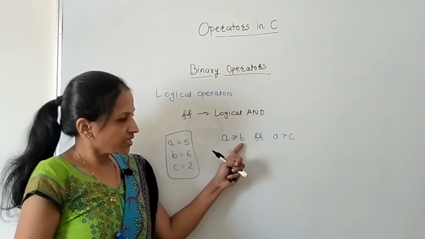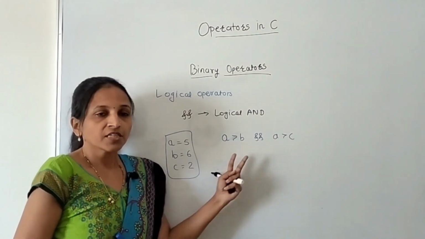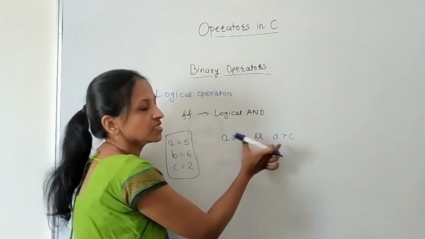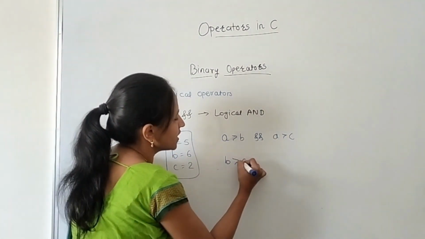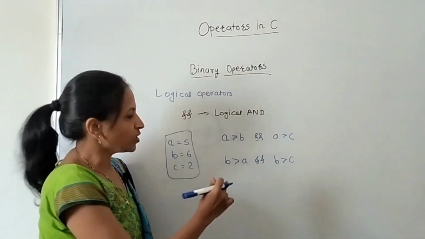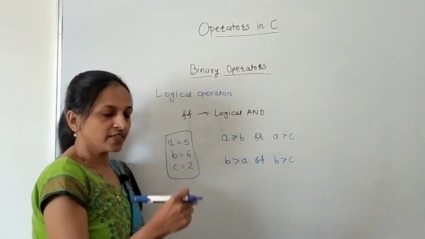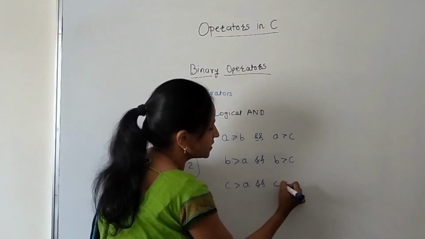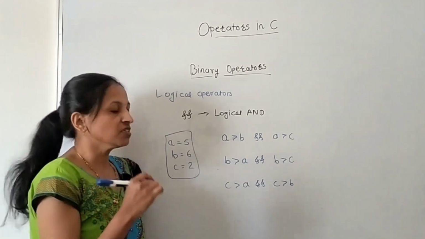If A is greater than B as well as A is greater than C, if both are true, then we can say that A is maximum. If B is greater than A as well as B is greater than C, both are true, then we can say that maximum is B. And the last one is if C is greater than A and C is greater than B also, then we can say that C is maximum.